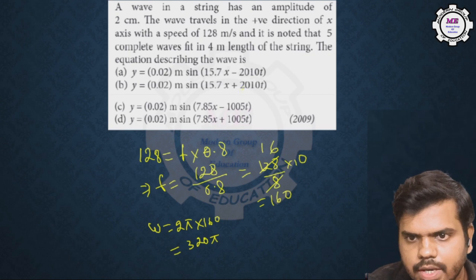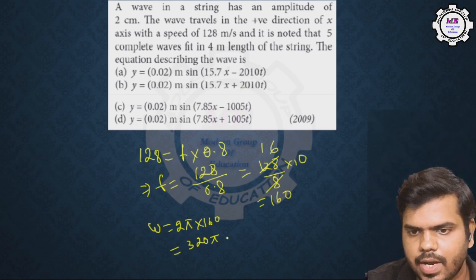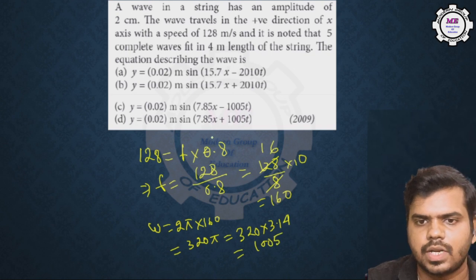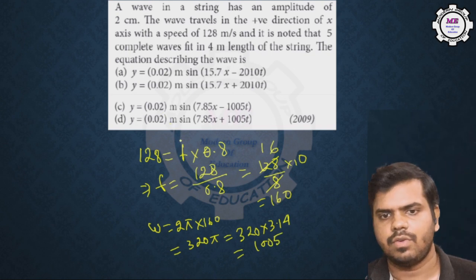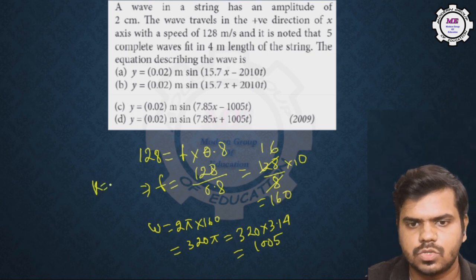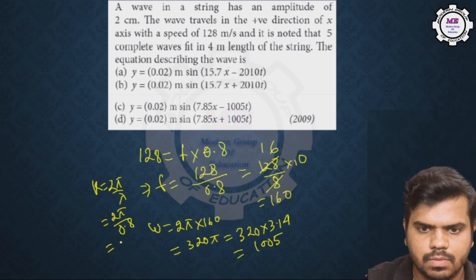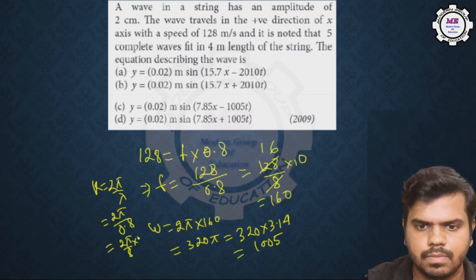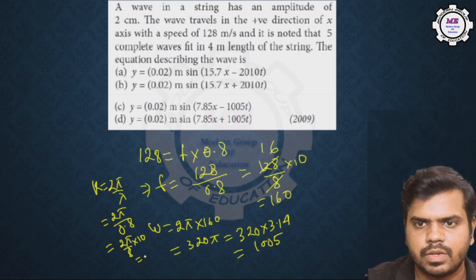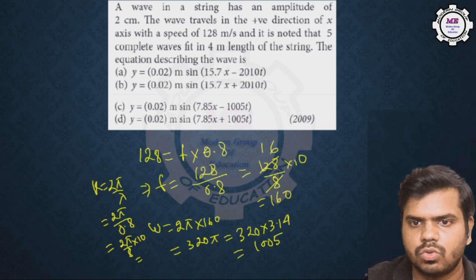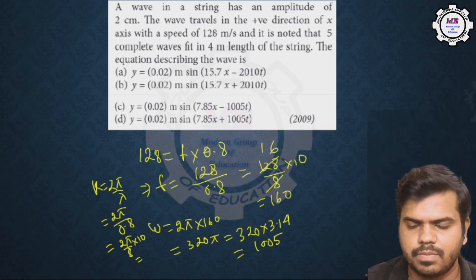Omega is 320 pi, so 320 into 3.14 gives you 1005. So the answer has omega t with 0.02 sine, and k will be 2 pi by lambda. So 2 pi by 0.8, that is 2 pi by 8 into 10, 20 pi by 8, that means 7.85. So the option is option C, 0.02 sine of 7.85x minus 1005 t.